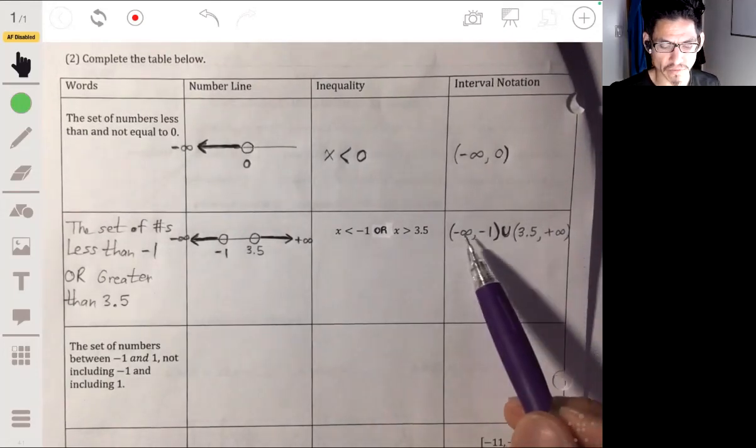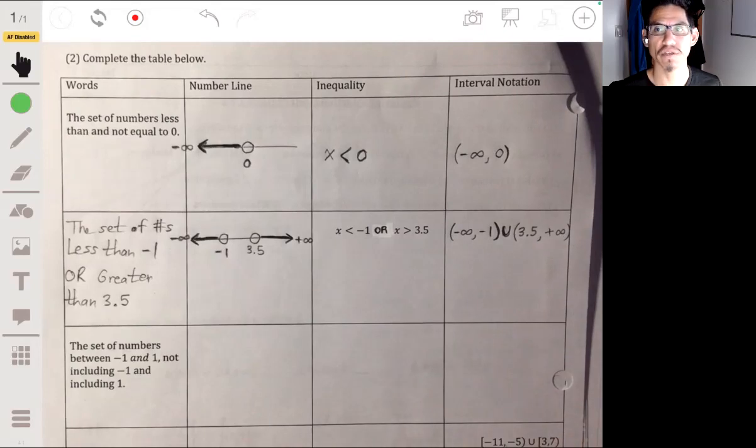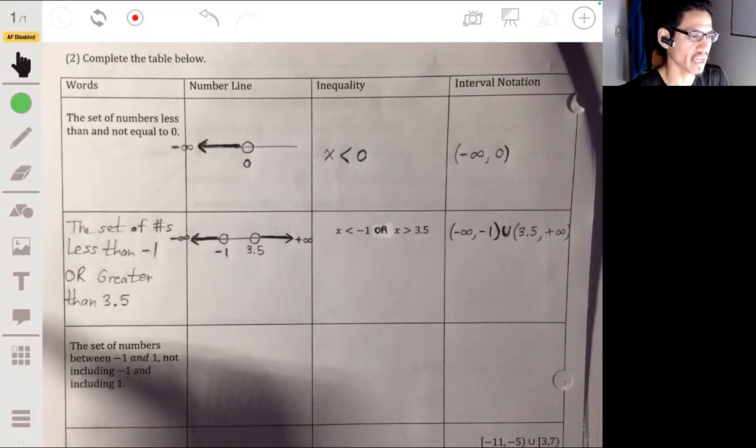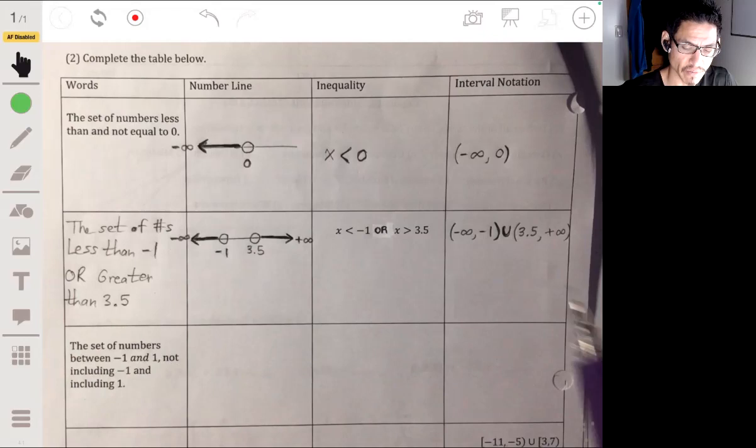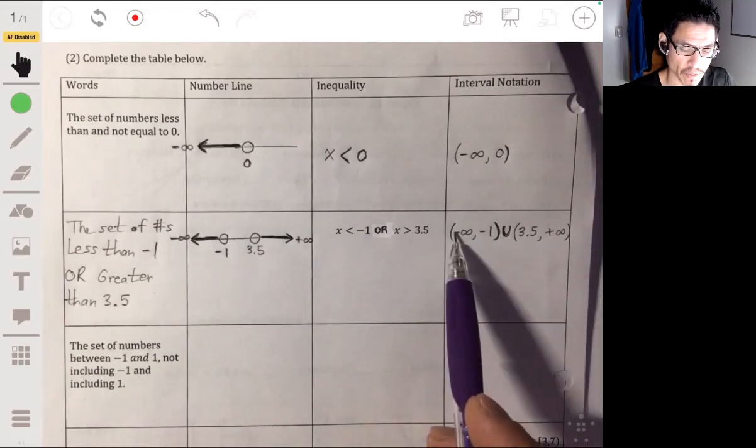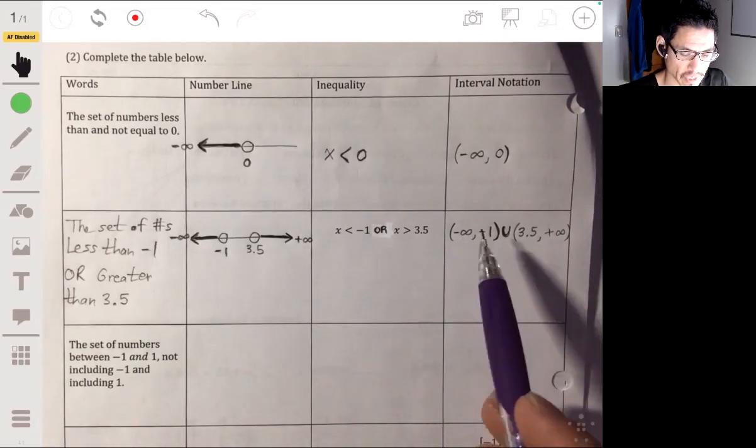Parentheses always go around infinity because you can never include infinity. Technically, infinity is not a number, so you can never include infinity. So always put parentheses around it, whether it's positive or negative.